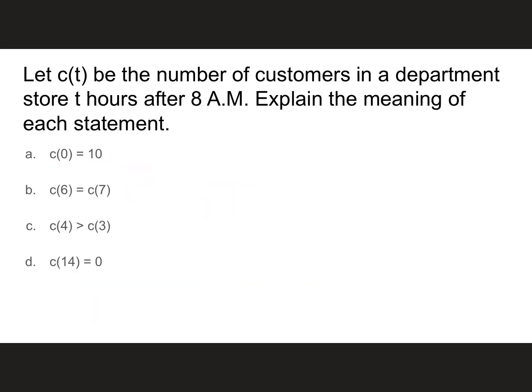Okay, so what does it look like when we're talking about things in the real world? So in this case, we're going to let C of t be the number of customers, or that's our output, in a department store t hours after 8 a.m. And we're going to explain the meaning of each of these statements. So in part A, I have C of 0 equals 10. Well, the 0 is my input, which is the time after 8. So at 8 a.m., that's what my input means. Remember, my output here is the number of customers. There are 10 customers.